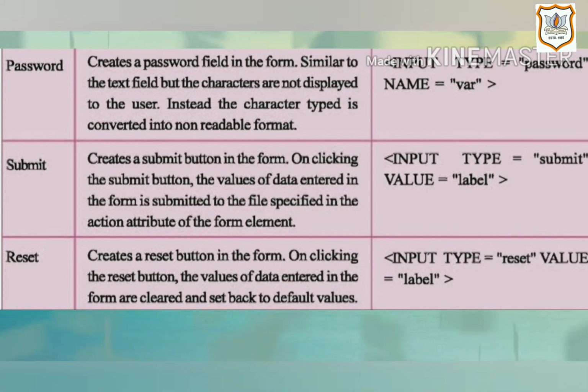Fifth one, submit. Lastly, we are going to need a way to submit our form with all the data. Example, input type equal to submit, value equal to label. Sixth one, reset. On clicking the reset button, the values of the data in the form are cleared. Example, input type equal to reset, value equal to label.